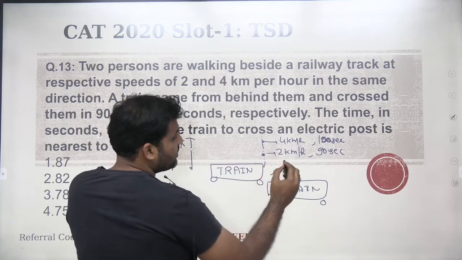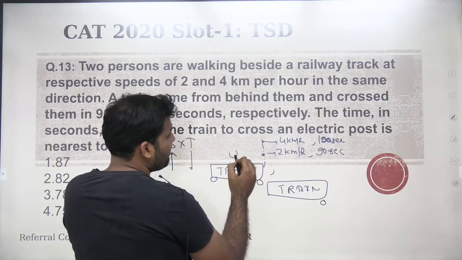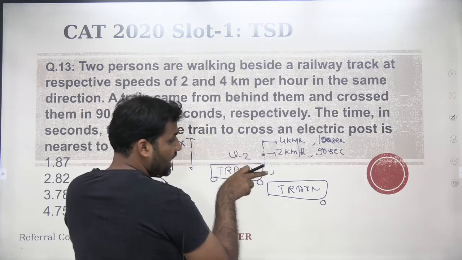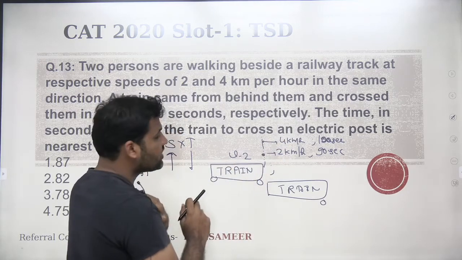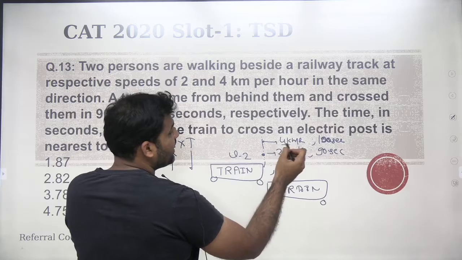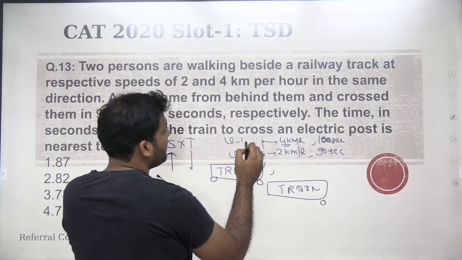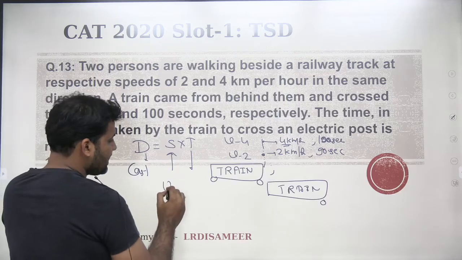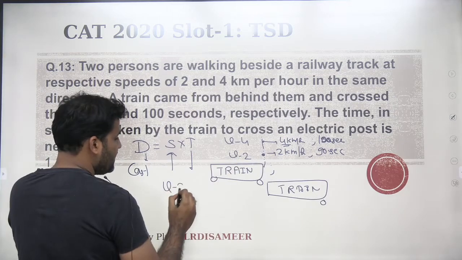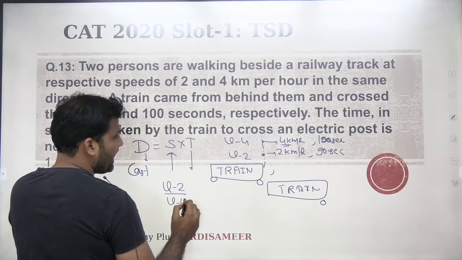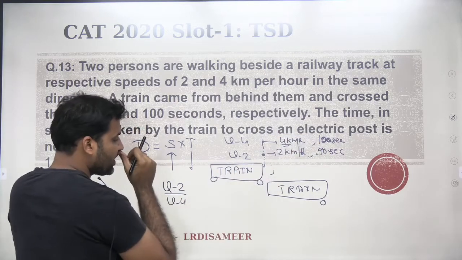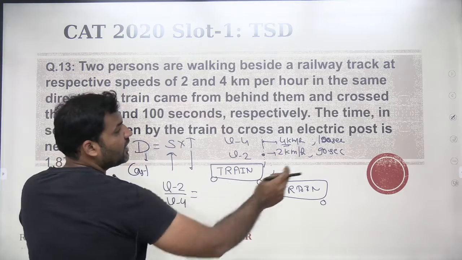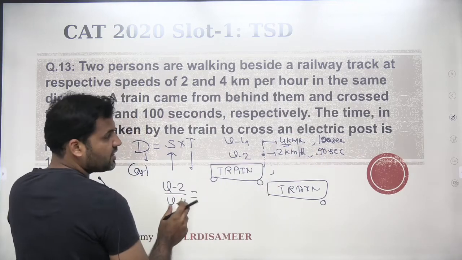So in this case, the overall speed would be v minus 2, because both the train and these two persons are running in the same direction. And in this particular case, the speed of the train would be v minus 4. Now, speed and time are inversely proportional. So can I say that the ratio of speed will be the inverse ratio of the time? So whatever is the time ratio, the inverse ratio of it will be the same as this speed ratio.